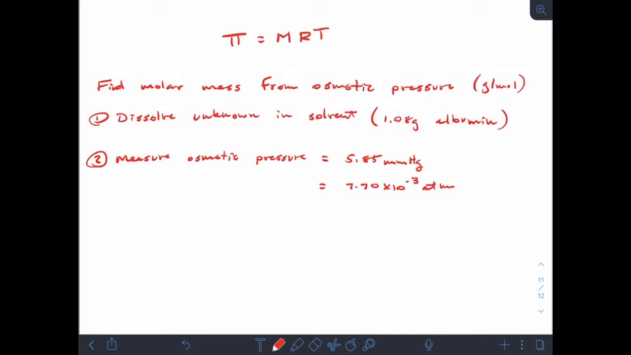Okay. So we already know mass. We know that we have 1.08 grams of albumin. So we need to find moles, or in this case, n. Right? So n equals pi times V over RT.